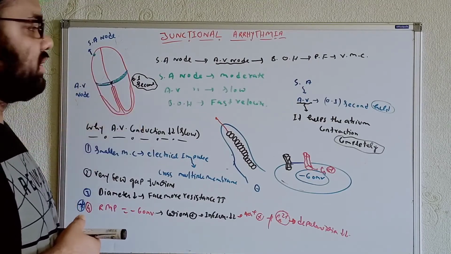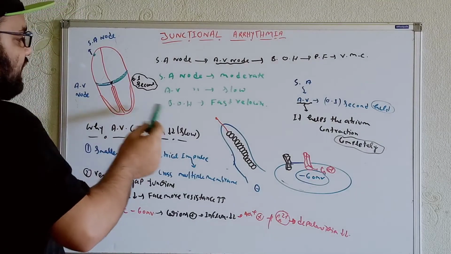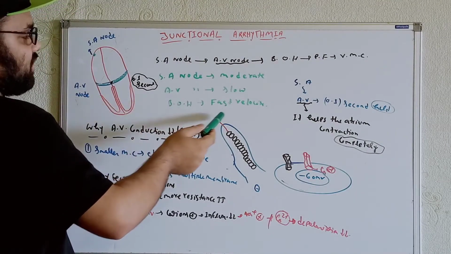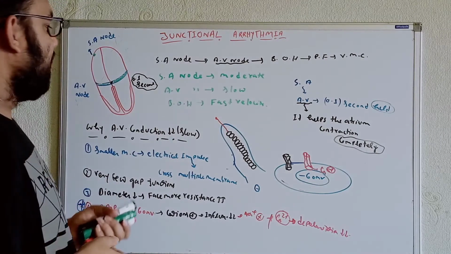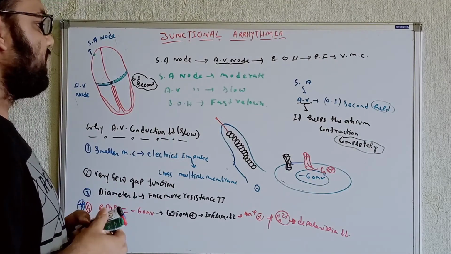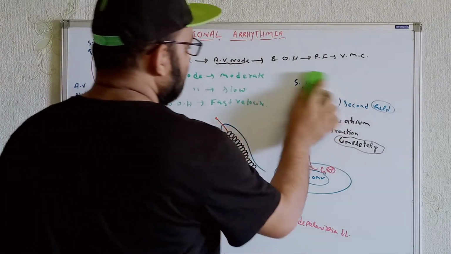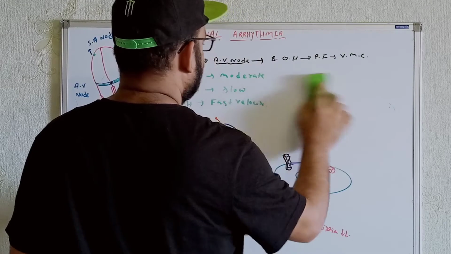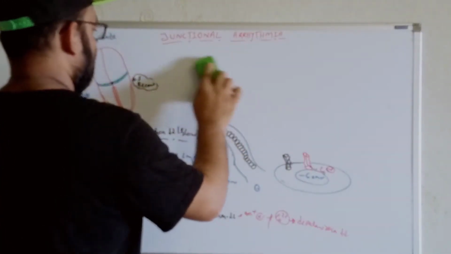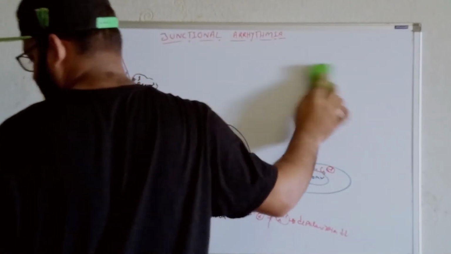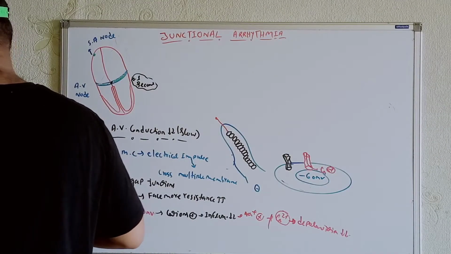Now we will talk about why, as I said, in the bundle of His, the Purkinje fibers, and the ventricular myocardial cells, we get the fast velocity. The reason for these things we will talk about right now. For that, let's draw a piece of cells, where I will talk about why we get the more rapid, fast velocity within the bundle of His.